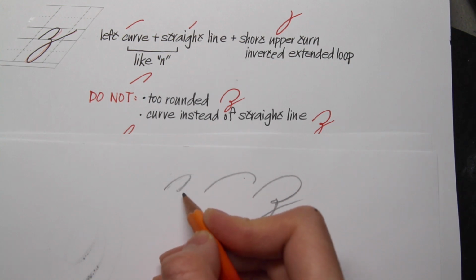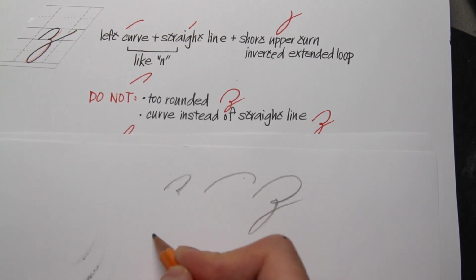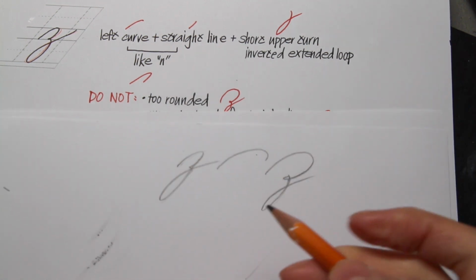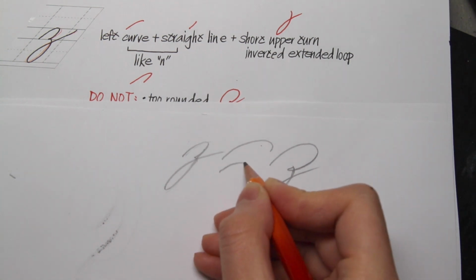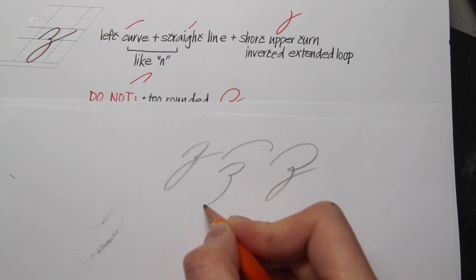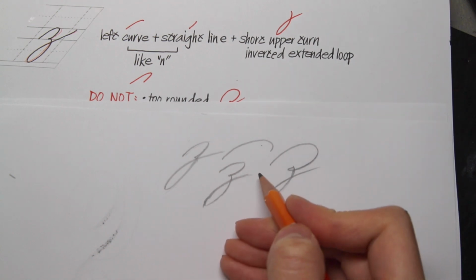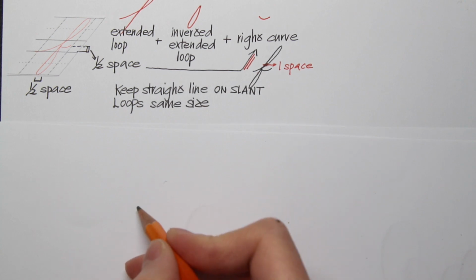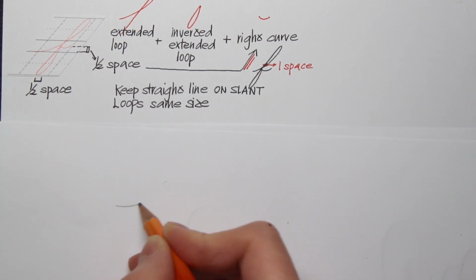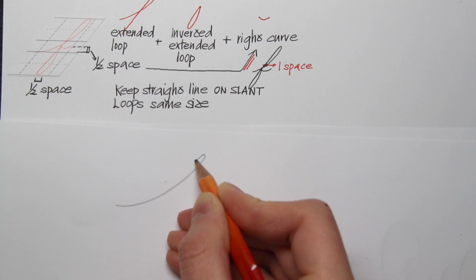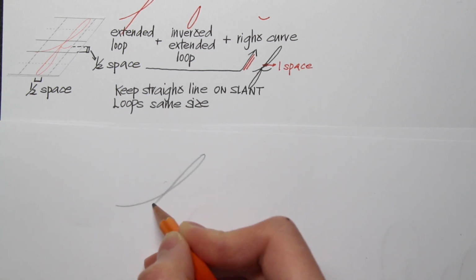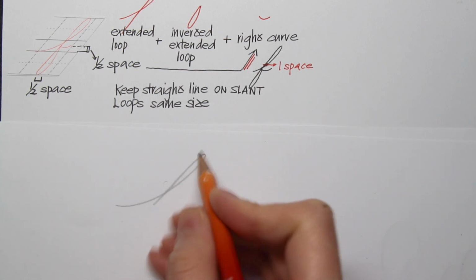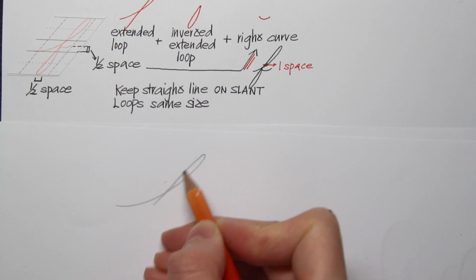Short upper turn. So you want to invert your extended loop, but you don't start at the straight line like we did in the letter J. It's a little coming in and then your inverted extended loop. The letter F is 5 spaces tall. So think again, when you practice your extended loop, it's all straight. The tendency is for this F to either not be on slant or to have this straight line bent.